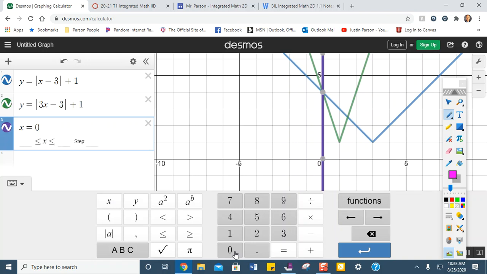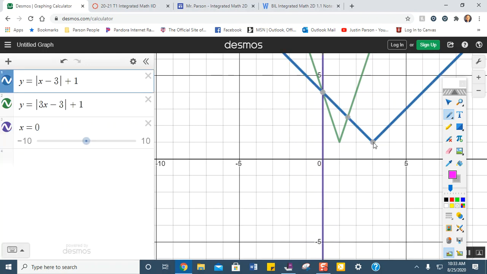If you notice this point 3 comma 1, now it becomes 1 comma 1. Okay? It compressed itself. It's a horizontal shrink right here. So it got closer to the y-axis. If that vertex would move further away, then we would consider that to be a horizontal stretch. But since that point from the one that was original in blue to the one in green got closer to the y-axis, we would consider that to be a horizontal shrink.